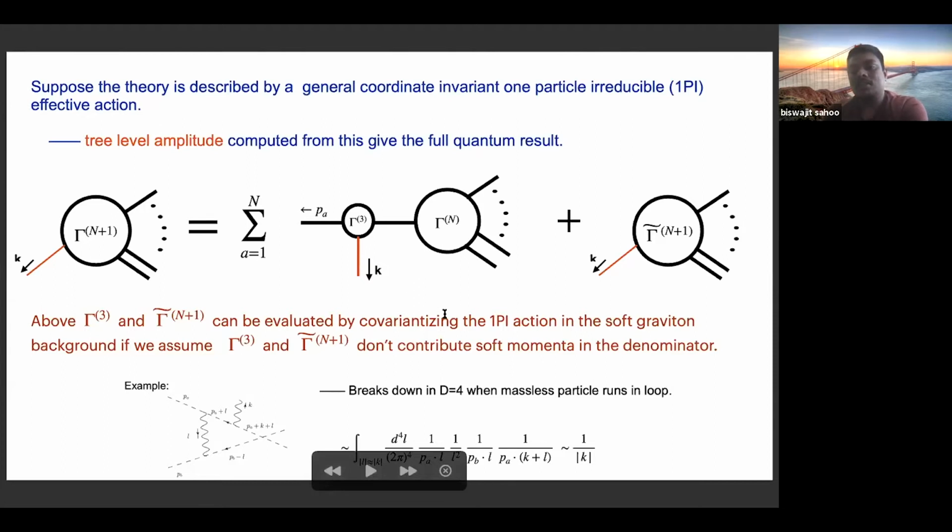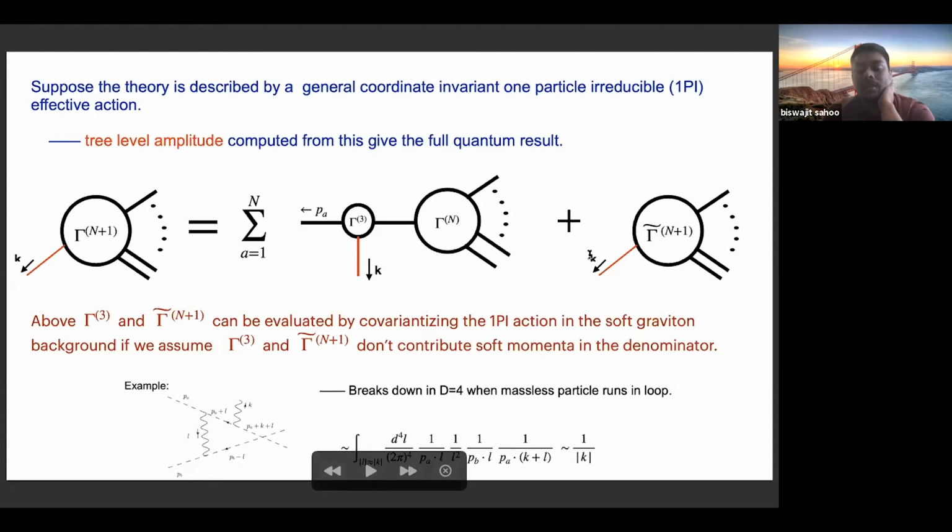If we assume this, then from the first kind of diagram, since there is a propagator 1 over pa plus k, by the on-shell condition that contributes 1 over pa dot k. So this is 1 over omega. This first kind of diagram can contribute from the leading order, the S0 at 1 over omega, but the second kind of diagram can only contribute at omega to the power 0.